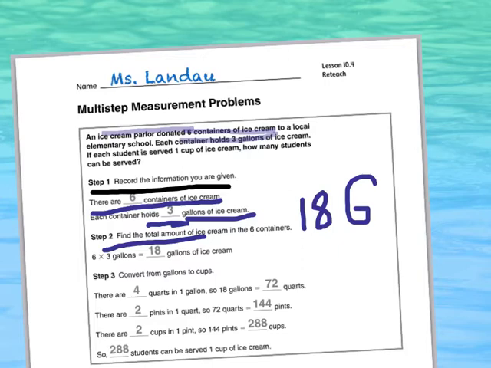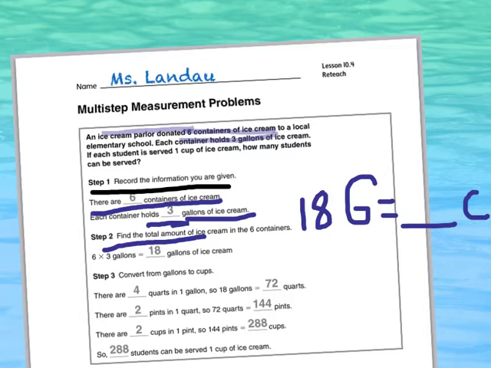Each student will get 1 cup. So 18 gallons equals how many cups? There are 4 quarts in 1 gallon, so 18 gallons equals 72 quarts. There are 2 pints in 1 quart, so 72 quarts equals 144 pints. There are 2 cups in 1 pint, so 144 pints equals 288 cups.